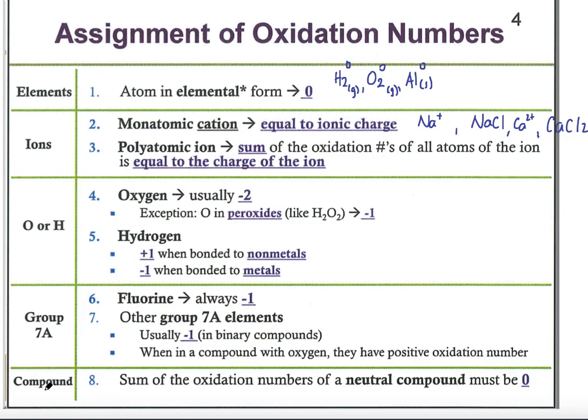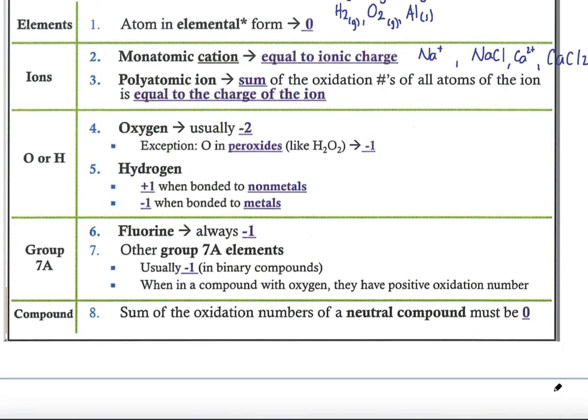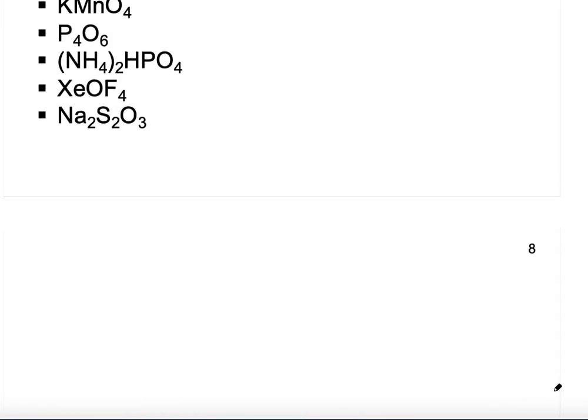The last rule, which is really important, is that if you have a neutral compound, then the sum of the oxidation numbers needs to be equal to 0, because the charge of that neutral compound is equal to 0. So all of the oxidation numbers for all of the atoms in that compound are going to add up to 0. All right, let's go ahead and apply those rules now to a number of examples.